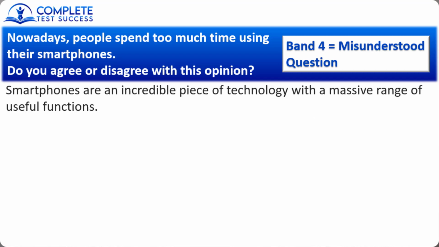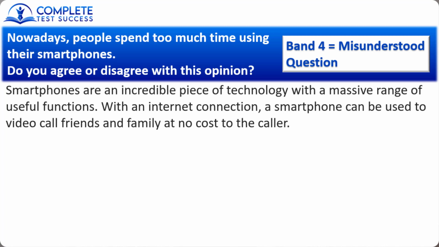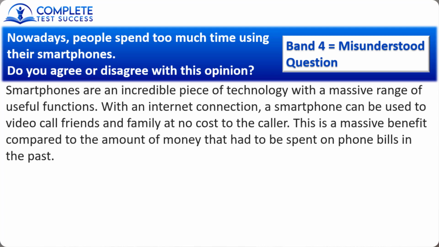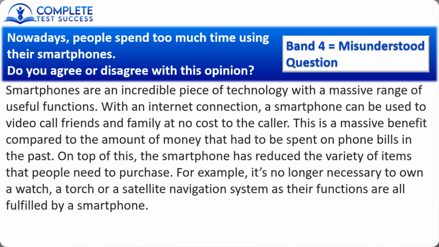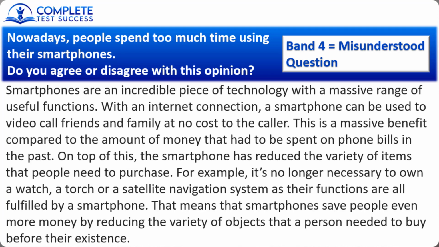Smartphones are an incredible piece of technology with a massive range of useful functions. With an internet connection, a smartphone can be used to video call friends and family at no cost to the caller. This is a massive benefit compared to the amount of money that had to be spent on phone bills in the past. On top of this, the smartphone has reduced the variety of items that people need to purchase. For example, it's no longer necessary to own a watch, a torch, or a satellite navigation system, as their functions are all fulfilled by a smartphone. That means that smartphones save people even more money by reducing the variety of objects that a person needed to buy before their existence.